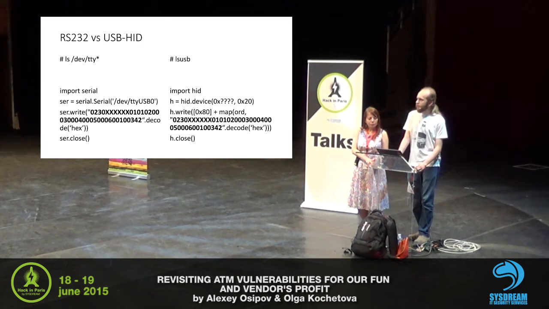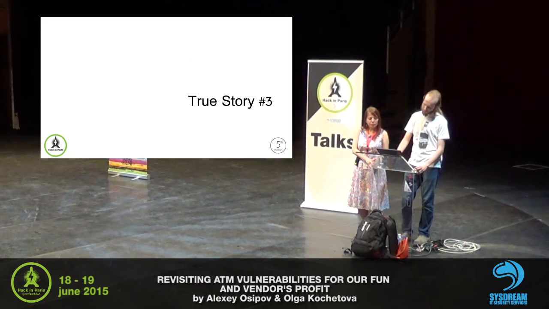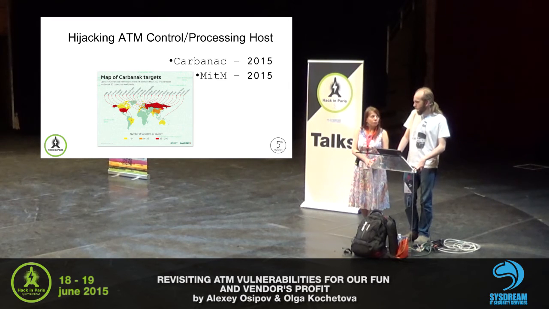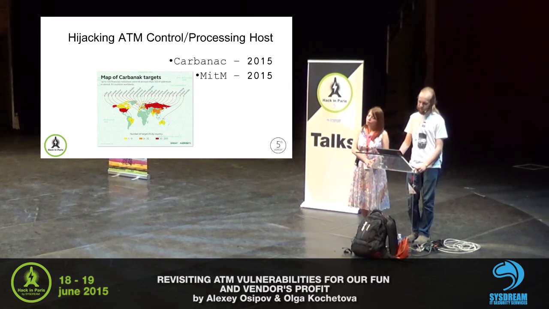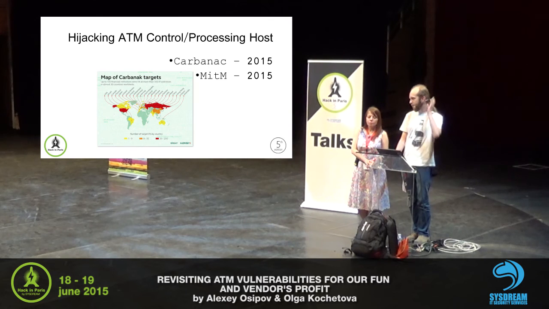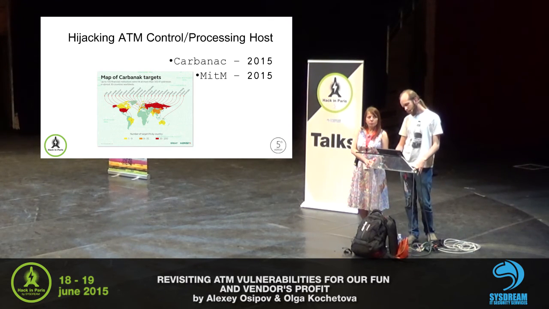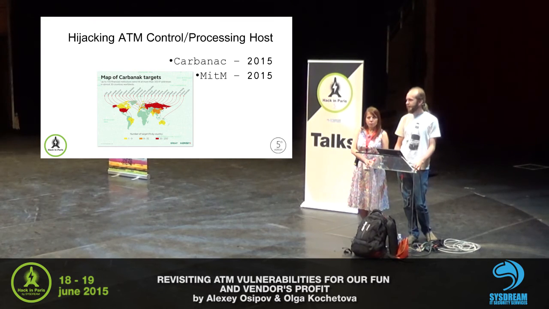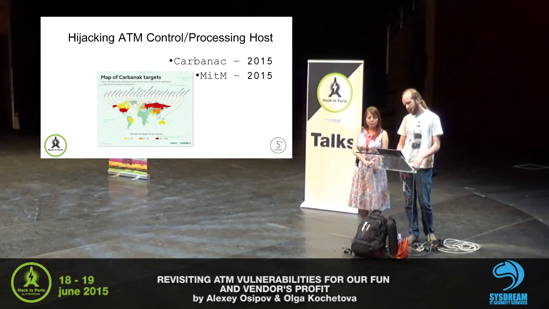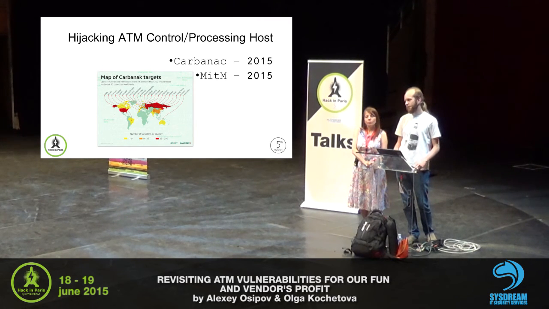But that was about accessing the internal parts of the ATM. Many banks say that it's quite hard to access ATMs, that there are no ATMs on the internet. There were two attacks this year: the Carbanak attack and the man-in-the-middle attack. Carbanak is an attack where malicious guys hacked the processing center of the ATMs and gained access to dispensing money from any ATM connected to it. And the man-in-the-middle is something different. They just detached the Ethernet cable from the ATM, connected their device to the ATM machine, and dispensed money.